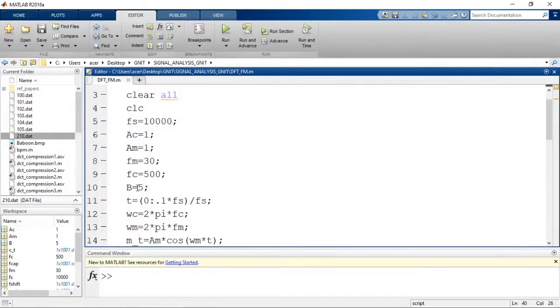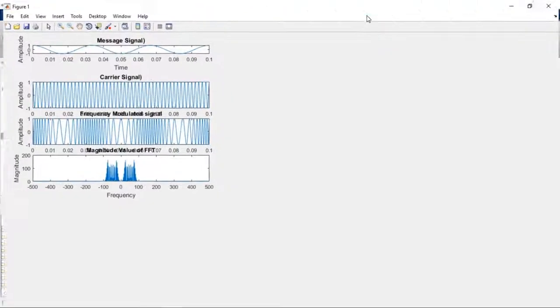And let us run this simulation by considering modulation index 10 here. So we are increasing the modulation index. When the modulation index increases, the deviation also increases. When the deviation increases, we require more bandwidth for a better representation of the FM wave. So run this program again.